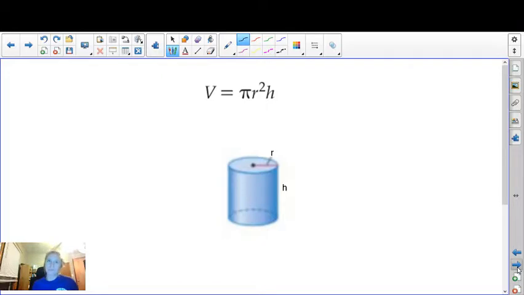For this one, it's very similar. I'll show you. Pi r squared is just my area formula. So I take my area formula and I tack on the height. It's a pretty easy way to remember that one.